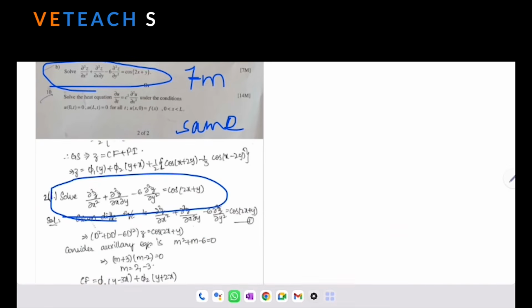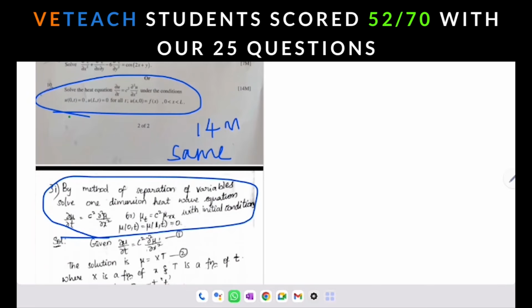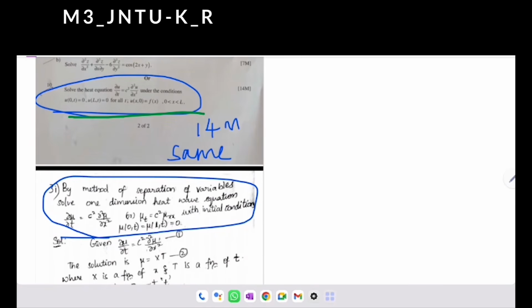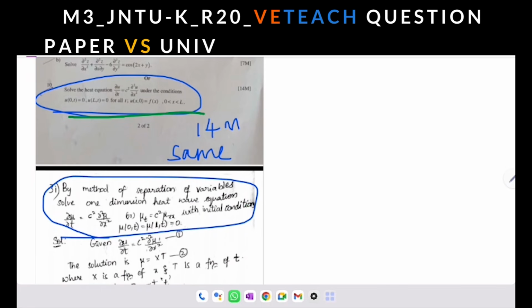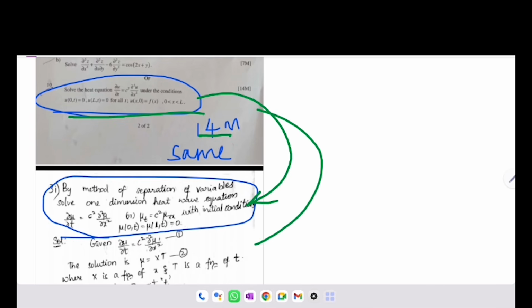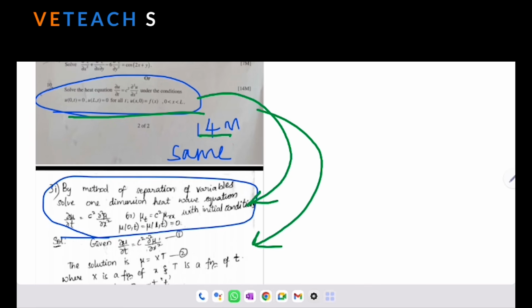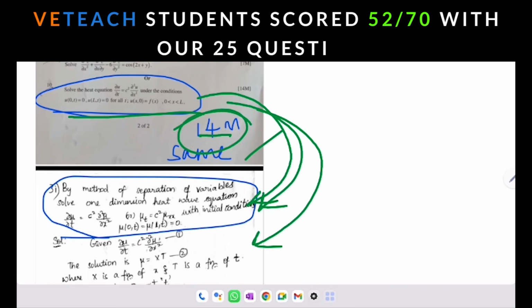And the next one, to solve the higher order differential equation, exactly the same numericals have been repeated. So 7 marks are same. And the last one, to solve the heat wave equation with the initial conditions, exactly the total value is repeated. So everything is same. It is a direct question, a 14 marks question. If you write down what we have given in the material, directly it is the same. So you will get 14 marks from the last sheet. There only you are getting 14 marks.